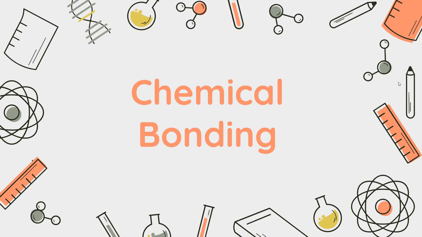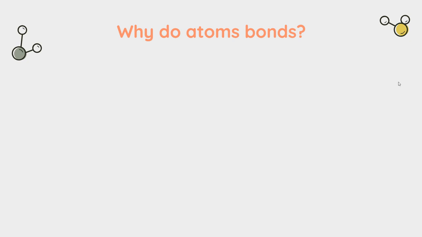This video is the Unit 2 Section 4 quiz on chemical bonding. So why do atoms bond? Well, atoms bond because they want a full outer shell, also called the valence shell, of electrons.